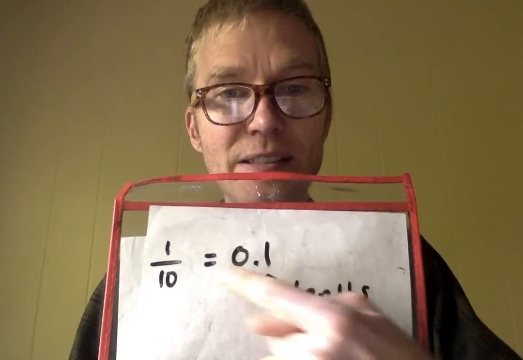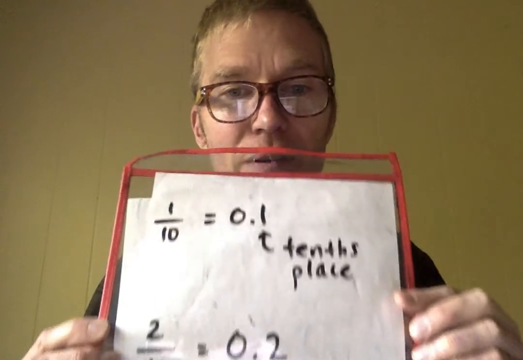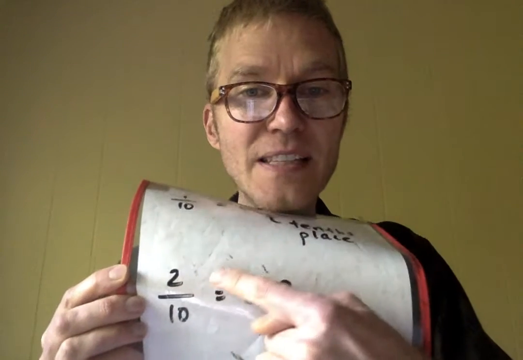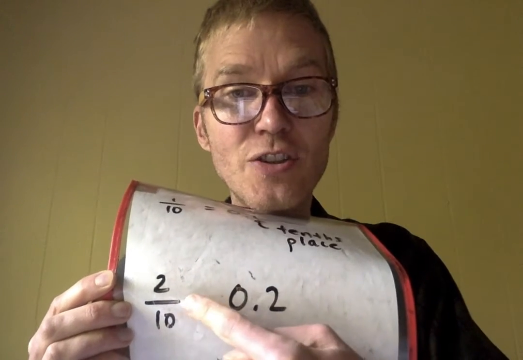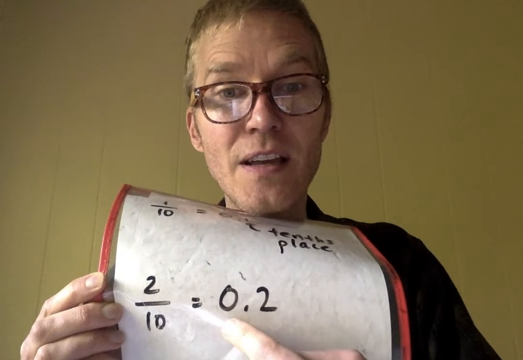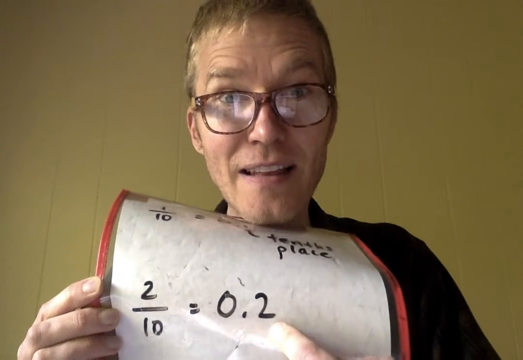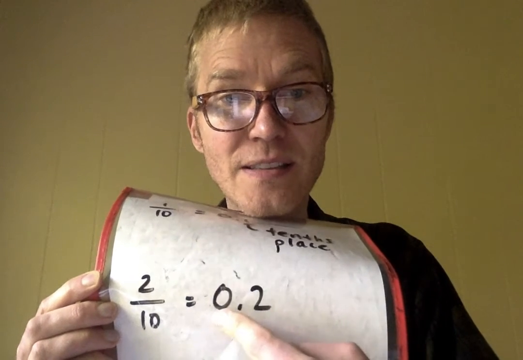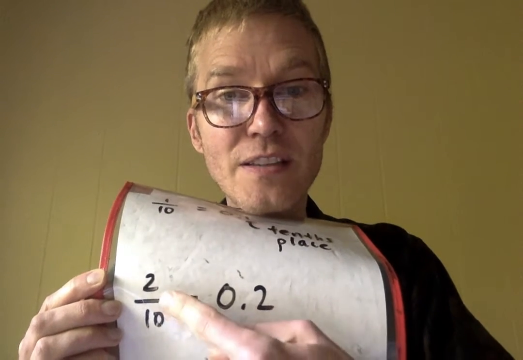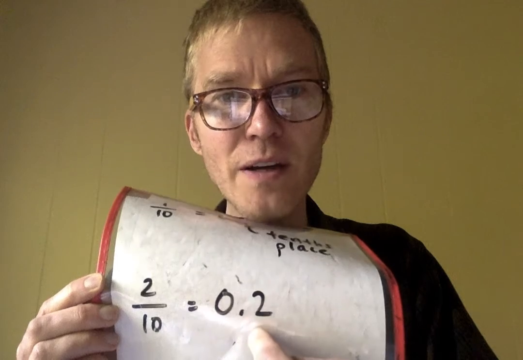That's the tenths place. How many tenths? 1. What about this one? How many tenths? 2. 2 goes in the tenths place. 2 tenths is 2 in the tenths place. 0.2 is 2 tenths.